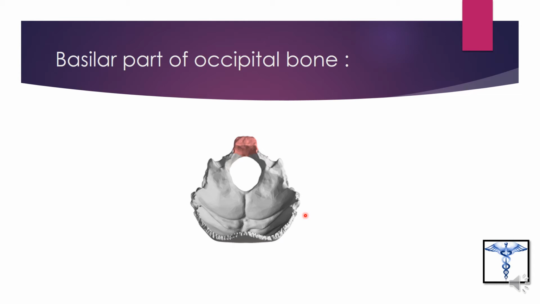Once again I will repeat, the floor of the posterior cranial fossa is formed by the basilar portion, condylar portion, and squamous portion of the occipital bone, and the mastoid portion of the temporal bone, while the roof is formed by the Tentorium Cerebri, as I discussed in the previous slide.